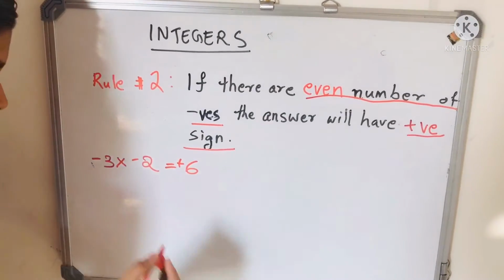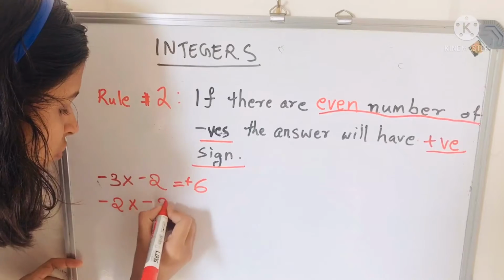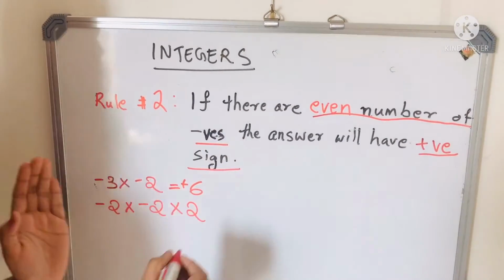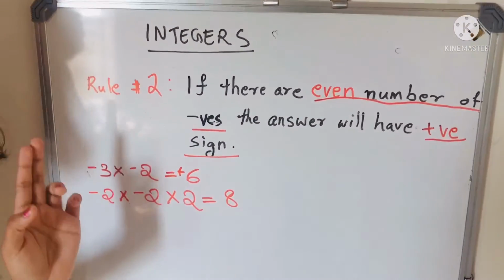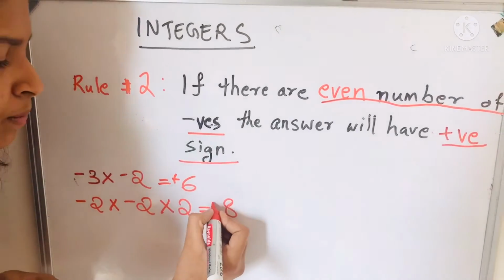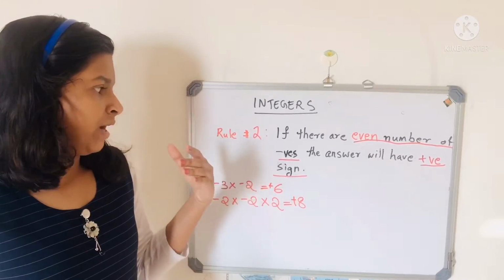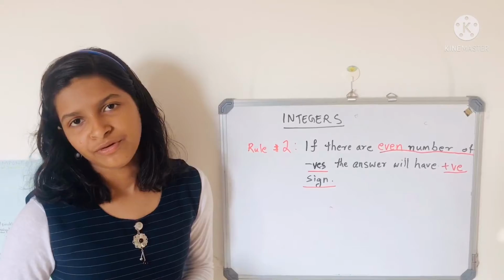Now take another example: minus 2 into minus 2 into 2. Here first you have to multiply these three 2s, and we get the answer as 8. The number of minus signs is 2, which is even again, so we put plus, and the answer will be plus 8. So this is multiplication of integers. The same rule applies for division also.